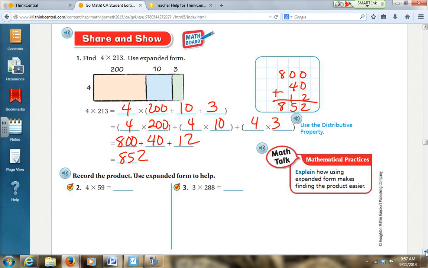Please stop playing with what you're playing with down there. You're not even filling out what we were doing. All right.